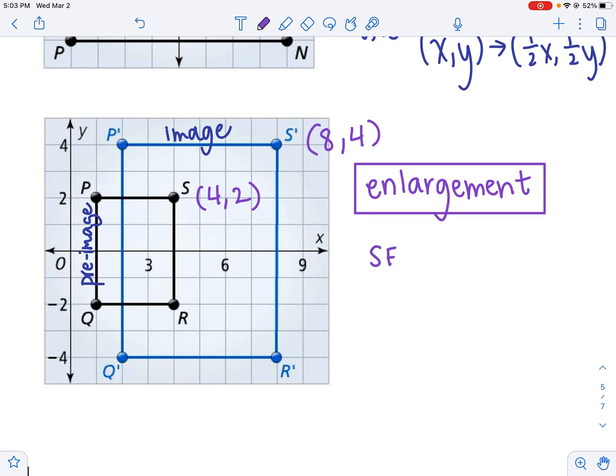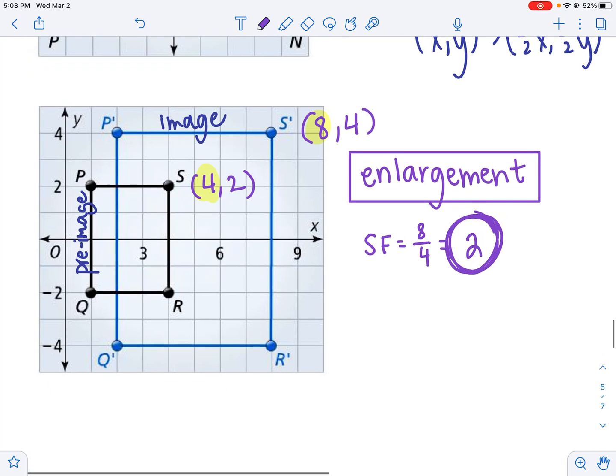So to find the scale factor, I just need to pick one part of this. I'm going to use the X coordinate. Oh, it doesn't matter which one. And I'm going to do new over old. So be careful. Would it be 4 over 8 or 8 over 4 if I'm doing new over old? And if you said 8 over 4, you're right. 8 over 4 would be 2. There's our scale factor. And notice it's greater than 1, an enlargement, we were right.